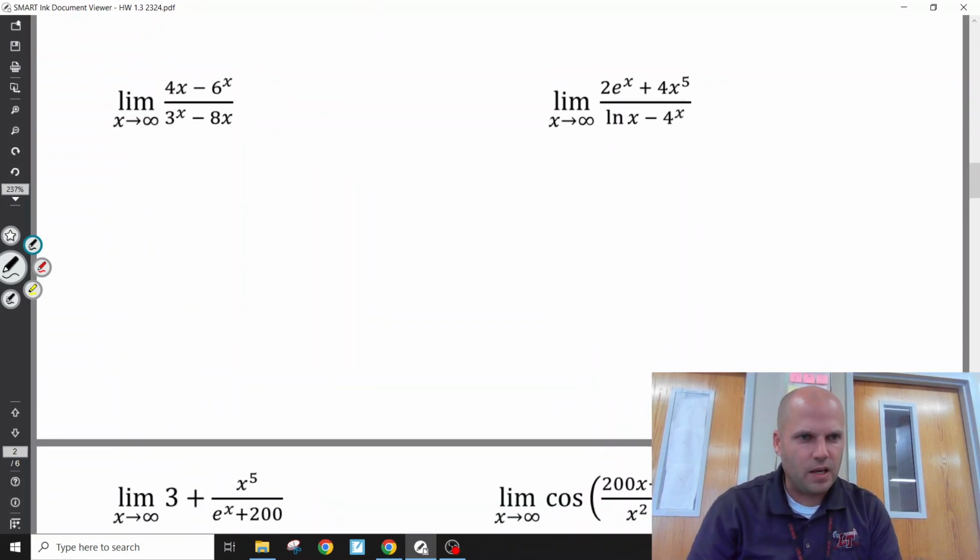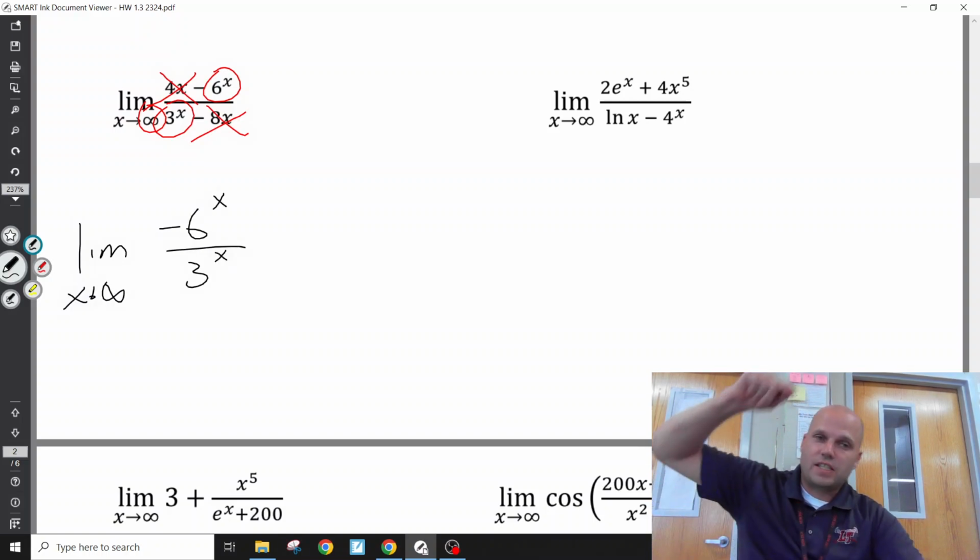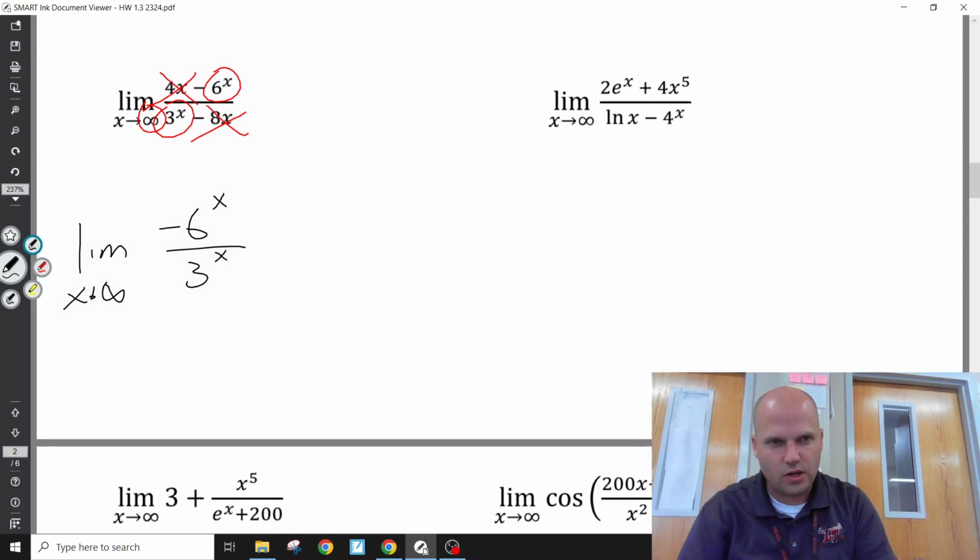If I plugged in positive infinity, now the exponential function wins. The exponential function wins. Now we're talking about the fast guy. And paying attention to signs, I have negative 6 to the x over 3 to the x. This is a faster in the numerator.